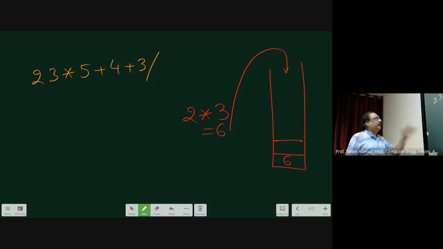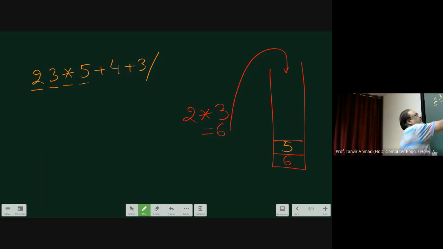Okay. Now I did this one. Then I get 5. I'll push 5 over here. Then I will get plus. I will pop 5 out, then I will also pop 6 out. Then I will apply the plus, and this will become 11. I will pop it out, and when I push, you will get 11. I pop this, push this 11.